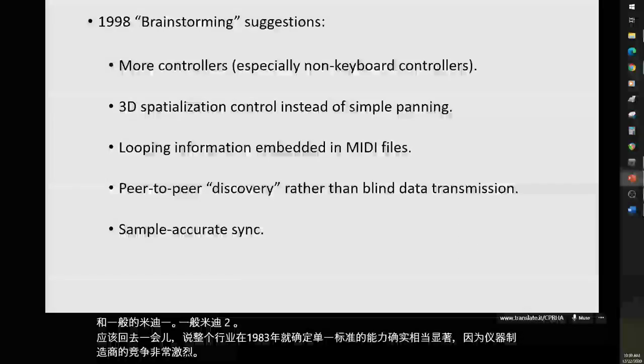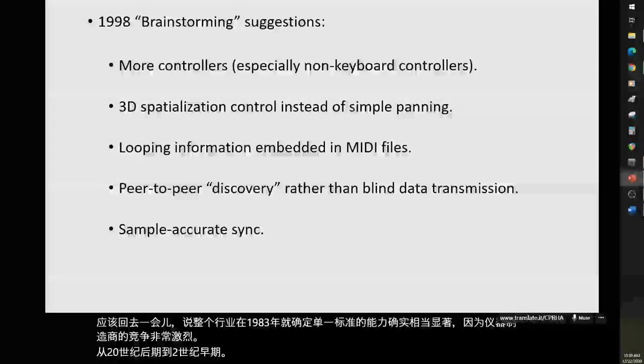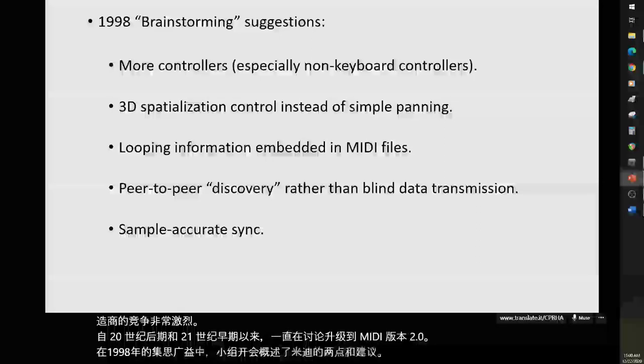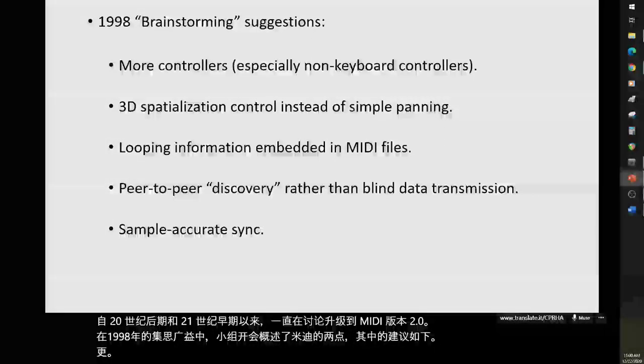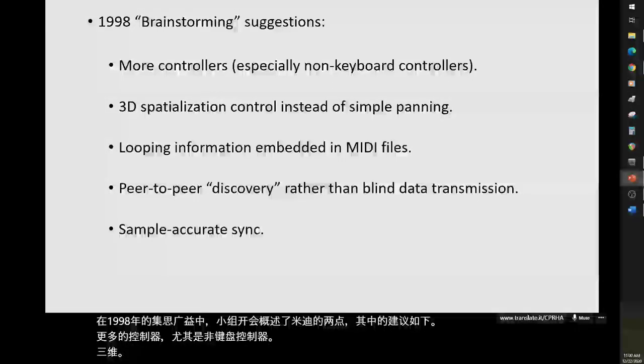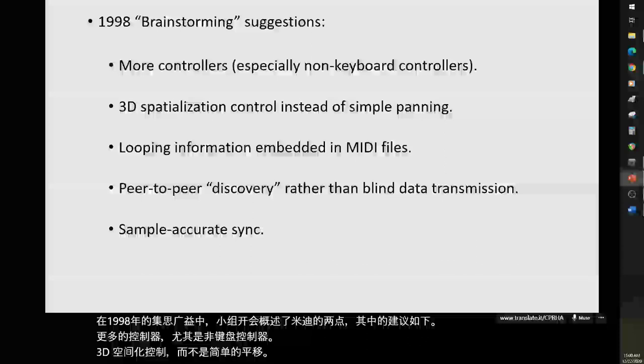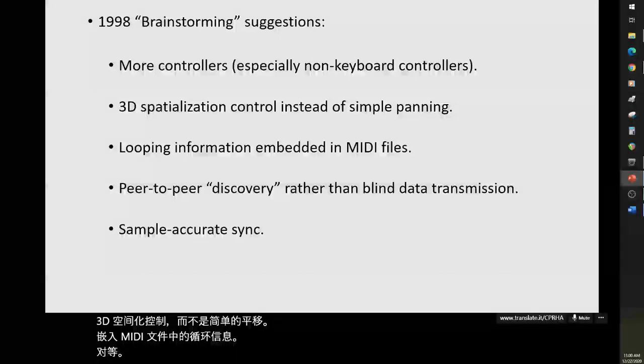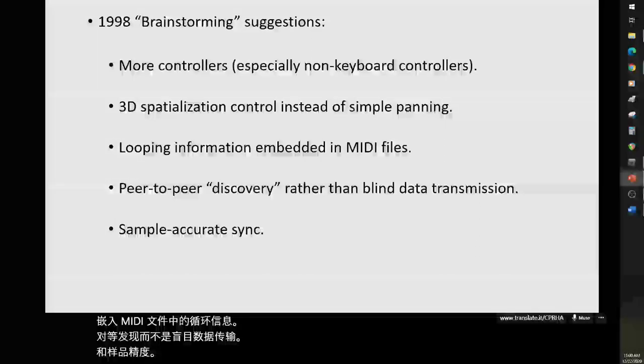Since the late 1990s and early 2000s, there has been constant talk about upgrading to MIDI version 2.0. In 1998, a brainstorming group met to outline MIDI 2.0, and amongst the suggestions were the following: more controllers, especially non-keyboard controllers, 3D spatialization control instead of simple panning, looping information embedded in MIDI files, peer-to-peer discovery rather than blind data transmission, and sample accuracy synchronization.